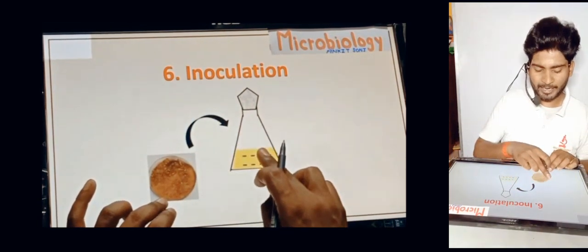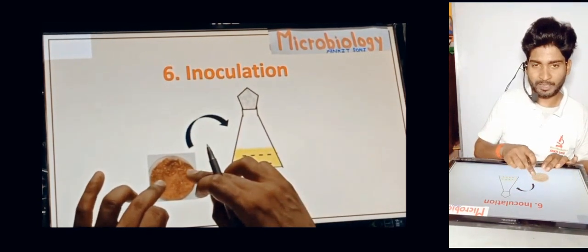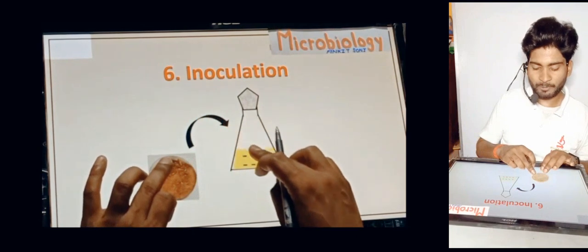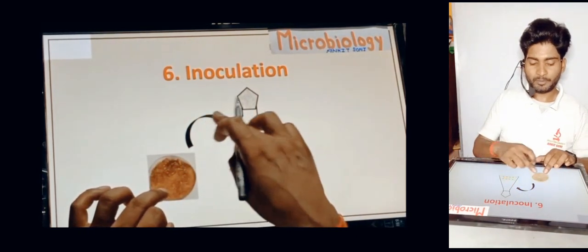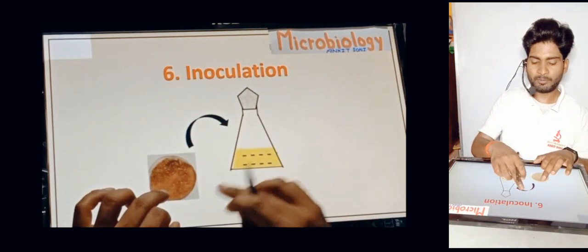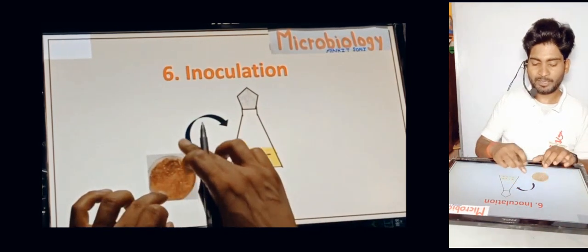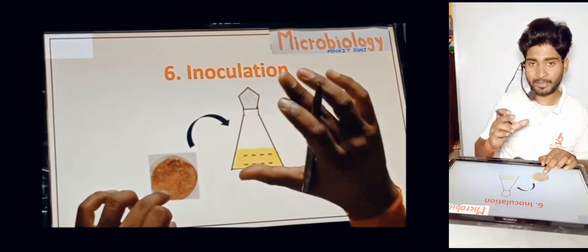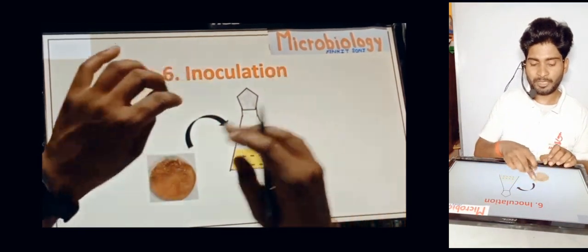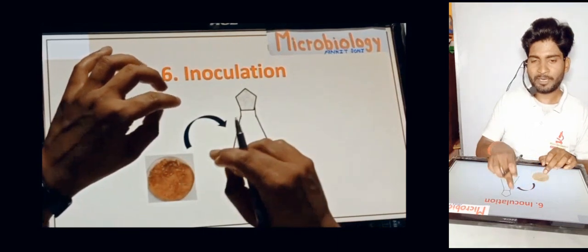Like you can see here, I have shown a picture of a soil sample. I am going to transfer the soil sample into a nutrient medium so that the nutrient medium can support the growth of microorganisms present in the soil sample. This type of transfer is known as inoculation. It means I am going to inoculate the soil sample into the medium.